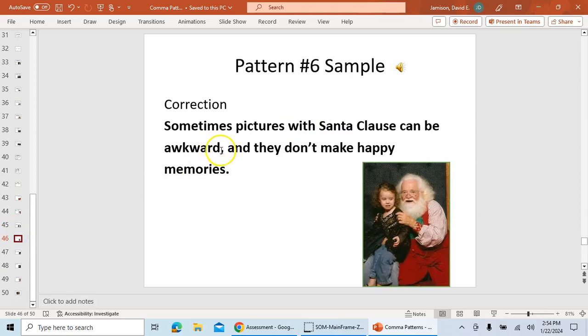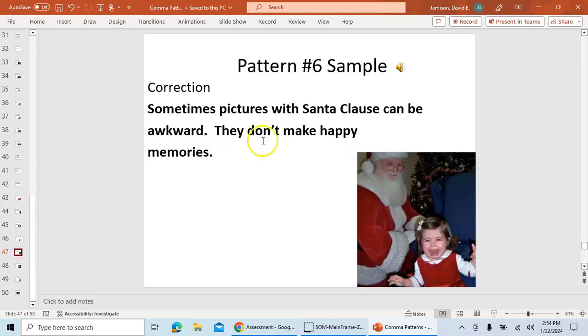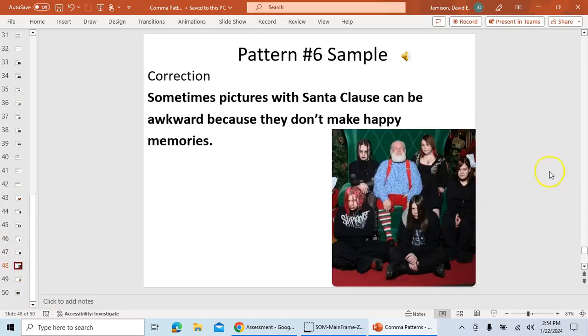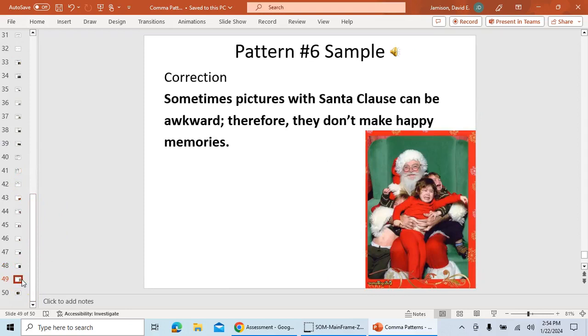This one does it with a comma and the word and. Sometimes pictures with Santa can be awkward, comma, and they don't make happy memories. This one does it with a period so that they're two separate sentences. This one does it with a subordinating conjunction. Sometimes pictures with Santa can be awkward because they don't make happy memories. And this is another way to correct it.